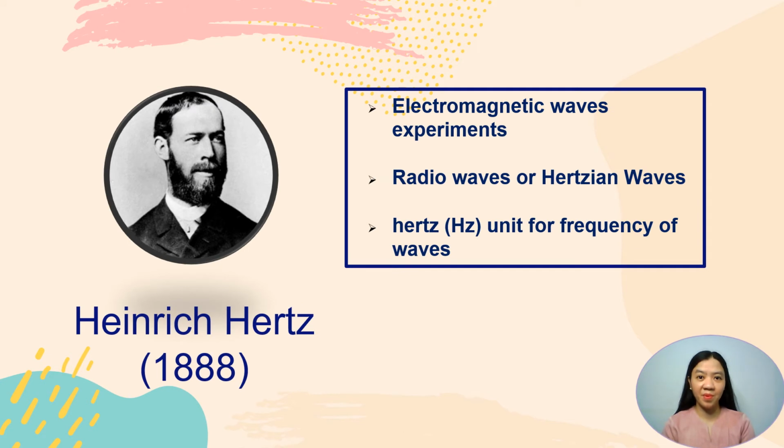The predictions and proposed equations of Maxwell were not yet scientifically accepted until a German physicist, Heinrich Hertz, proved Maxwell's electromagnetic wave theory to be correct and accurate in 1888. In his laboratory, he generated and detected electromagnetic waves through experiments. The discovery of electromagnetic waves led to the development of radio waves or Hertzian waves. Because of his discovery, the unit of frequency of waves, which is equal to cycles per second, was named Hertz in his honor.